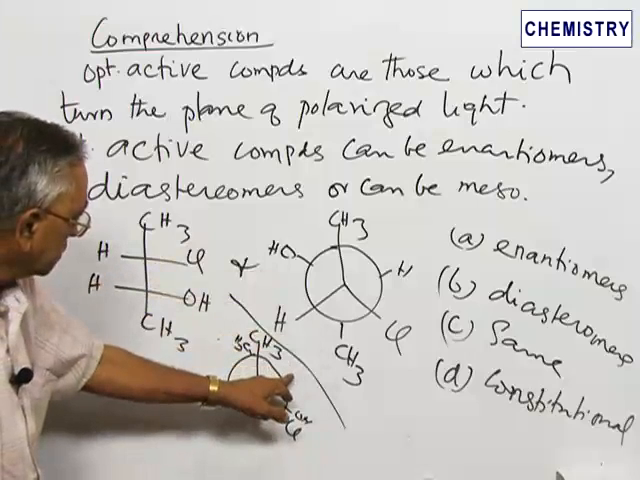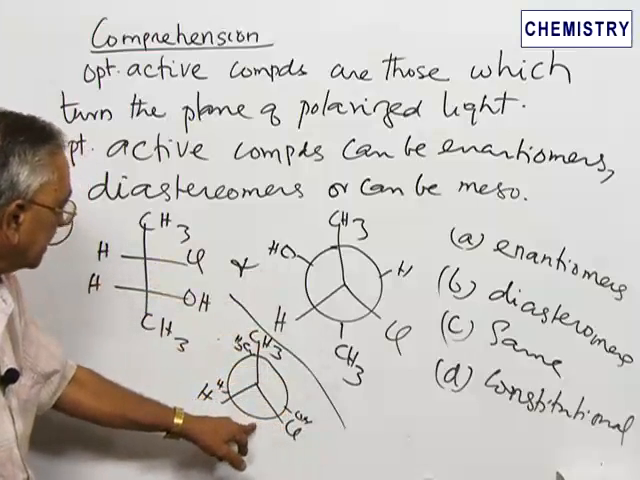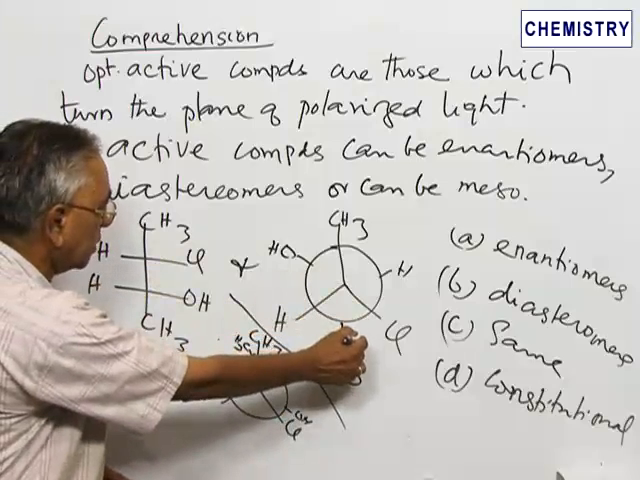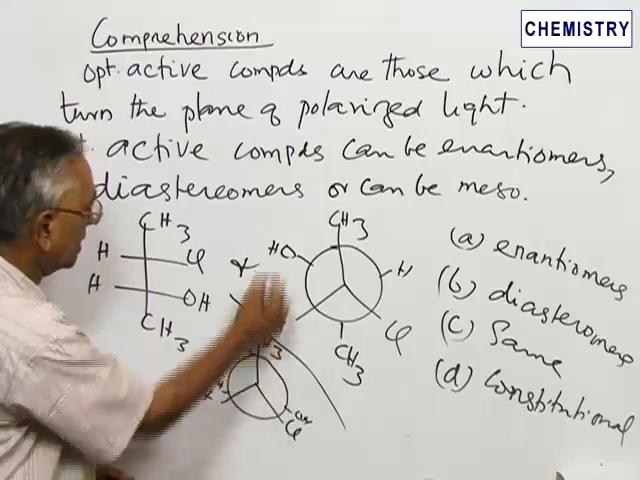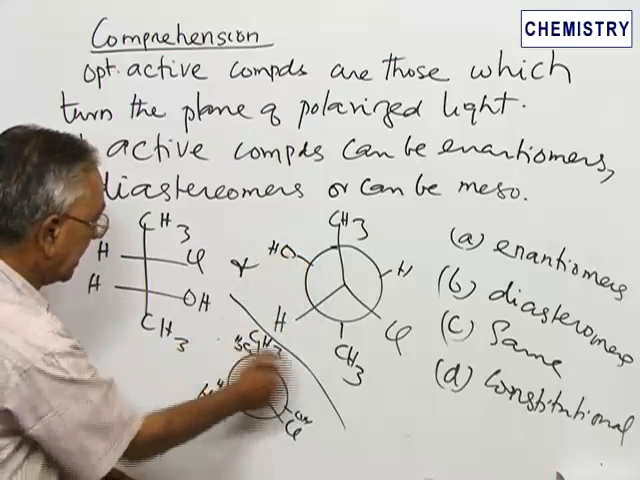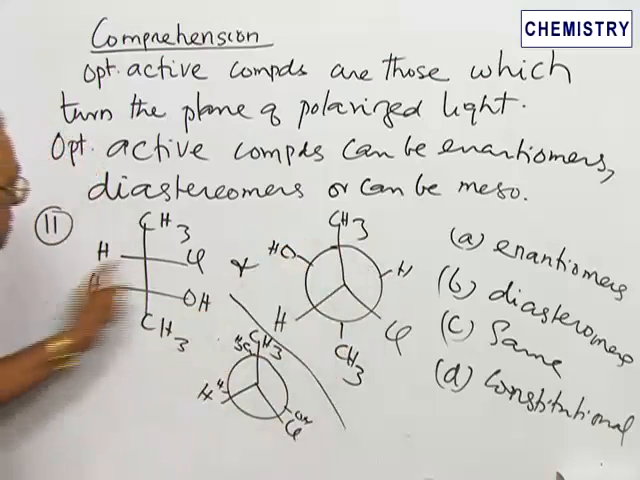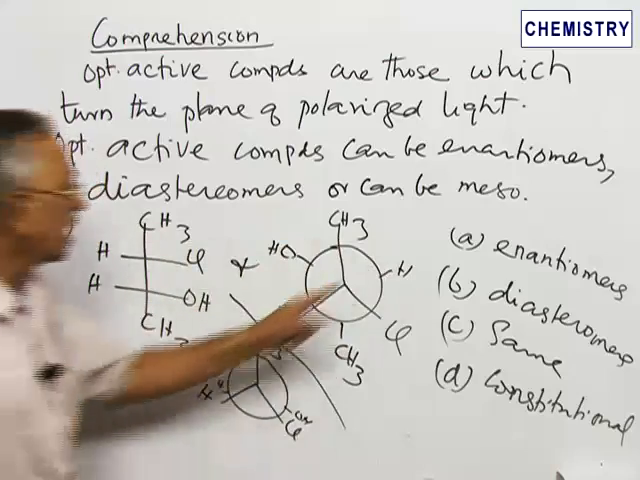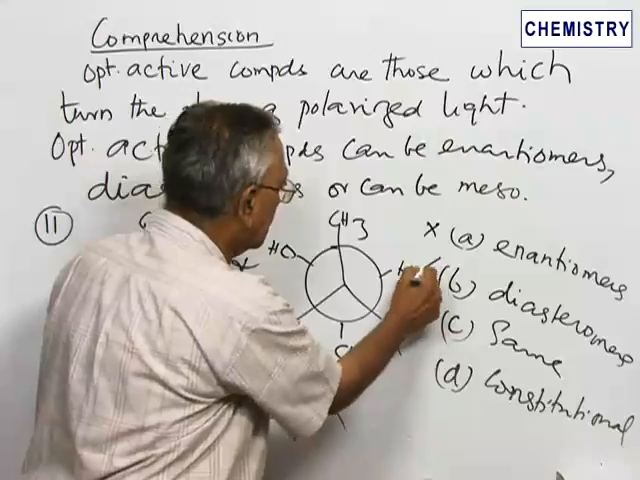Now rotate this group through an angle. It can be rotated through 60 degrees, 120 degrees, 180 degrees. When you rotate it through 180 degrees, you will find this CH3 comes over here, then this OH comes over here, and this hydrogen comes over to this. So these two structures are the same. In other words, they are not enantiomers. They are also not diastereomers.